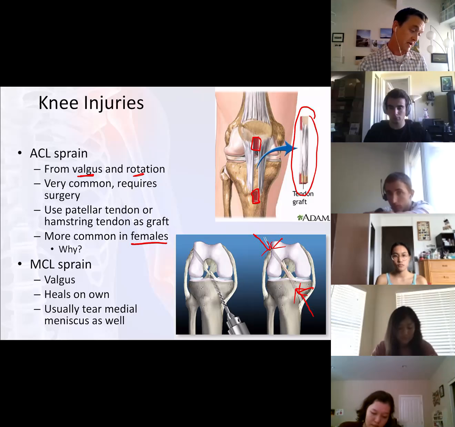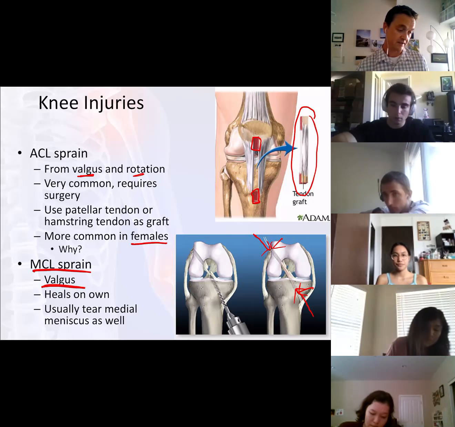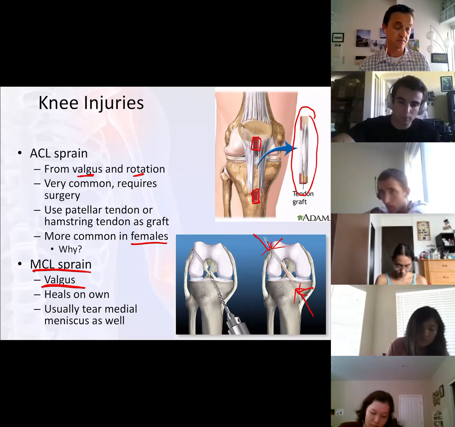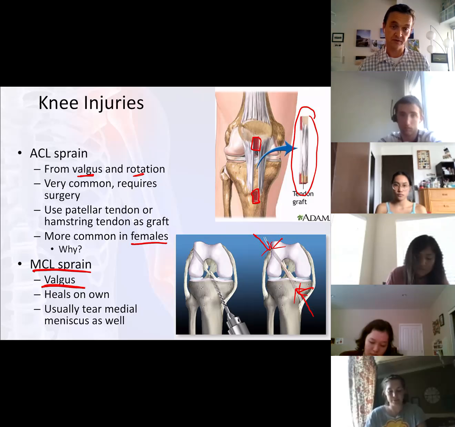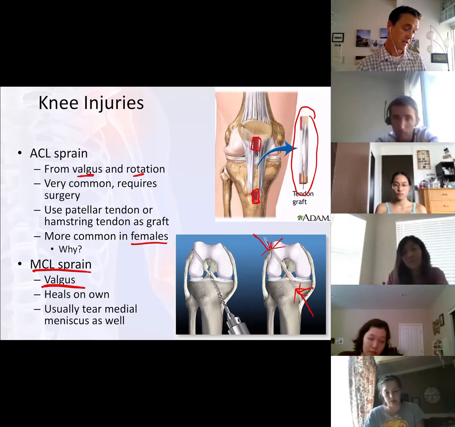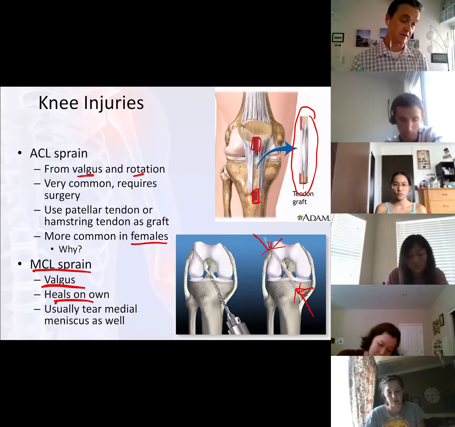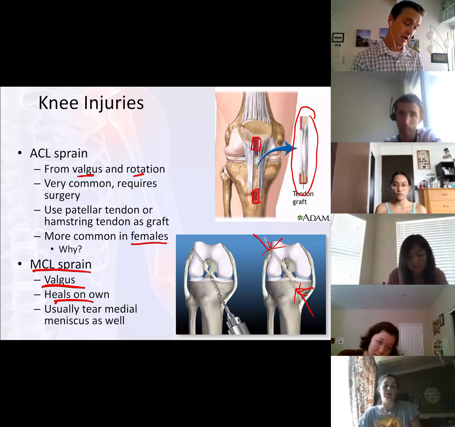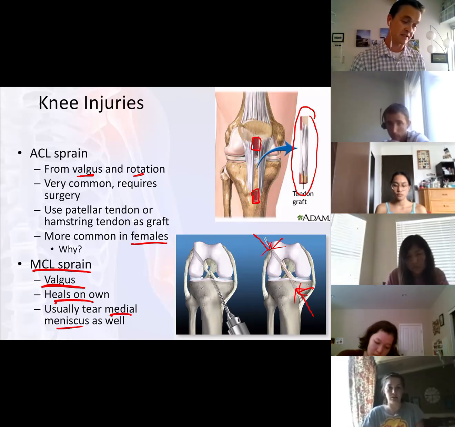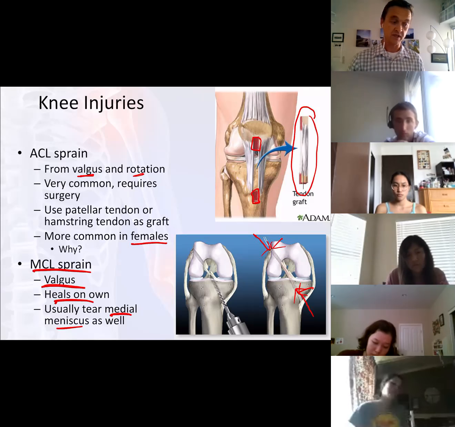So that's ACL. MCL sprains are very common. Usually comes from that straight valgus. They don't require surgery, most likely. Almost never do you have an MCL surgery. They heal on their own, but they are very painful and they cause a lot of instability. So you have to be off of it for quite a while. A lot of times the medial meniscus gets torn along with the MCL when you have an MCL sprain.